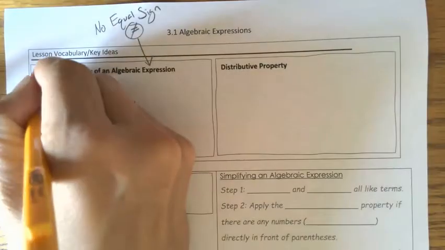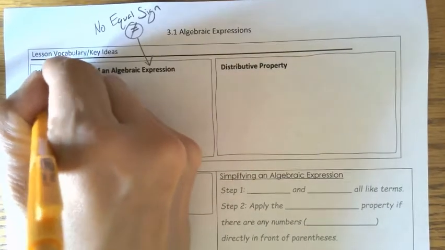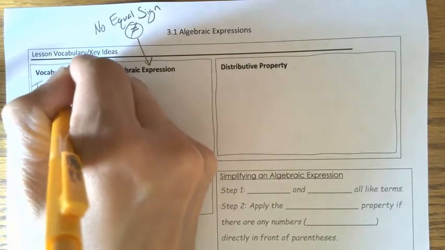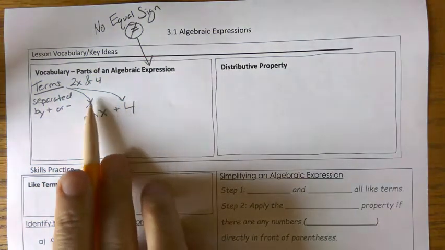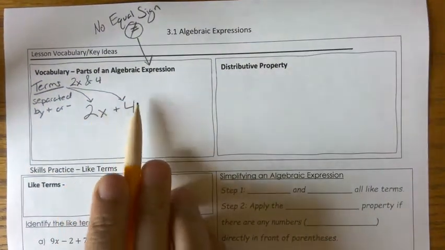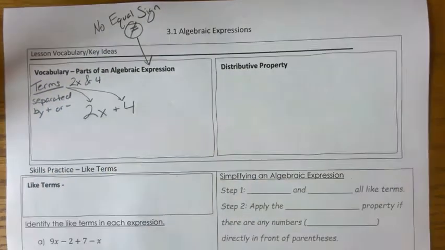And terms are those numbers or letters separated by an addition or subtraction sign. Or you can think of it like little groupings, like here's a term, here's a term. They're separated by the addition sign.